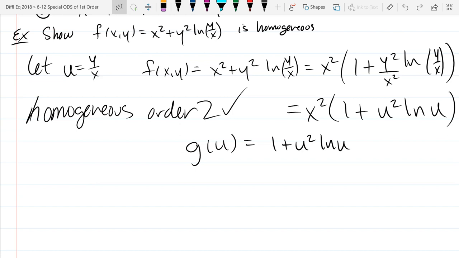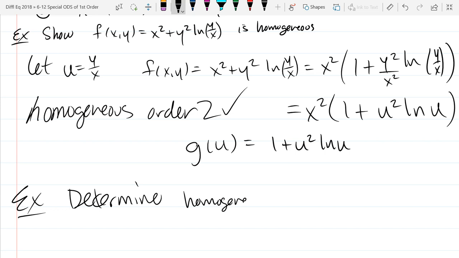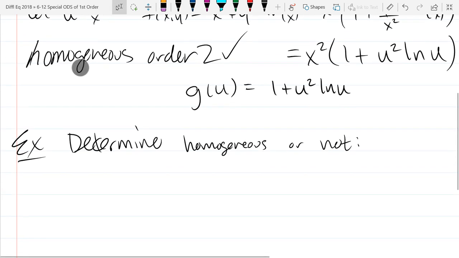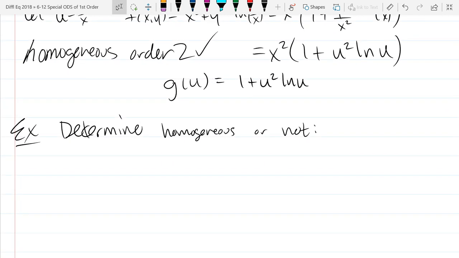So I'm gonna give you two more functions. One is homogeneous, one is not. No, that may not be true. Maybe they're both homogeneous. Determine homogeneous or not on these next two. I'm pretty sure I picked one yes and one no. And of course, if it's not, you would just write not homogeneous. Heterogeneous is not a term we use here. You just say not homogeneous.